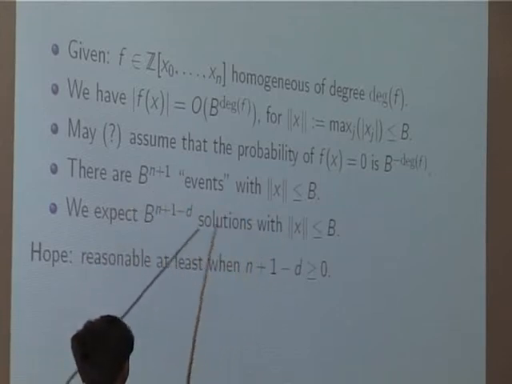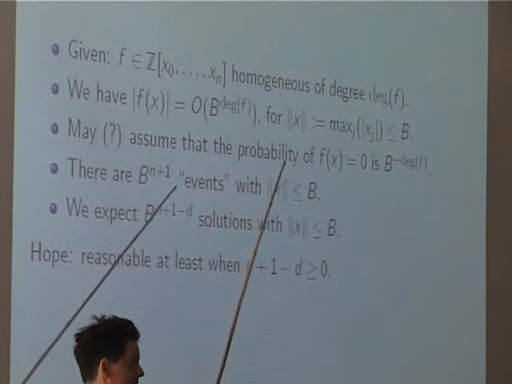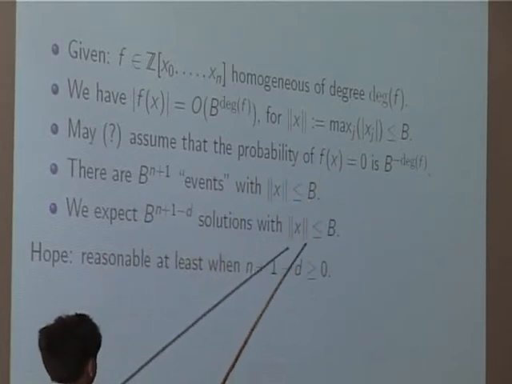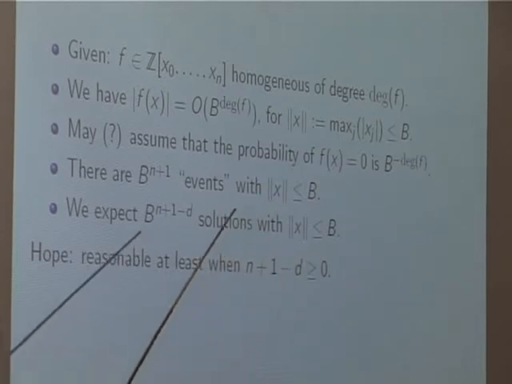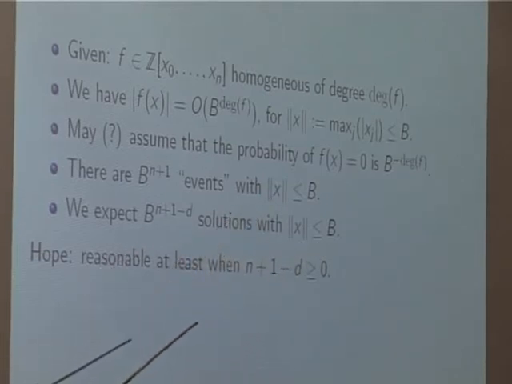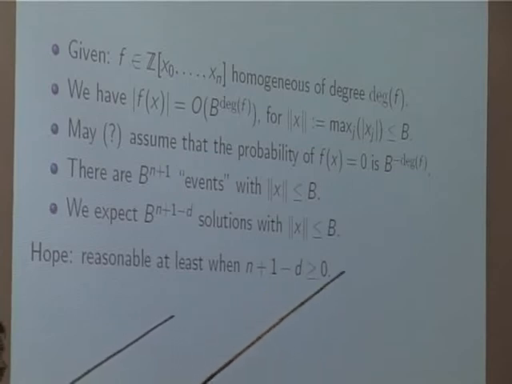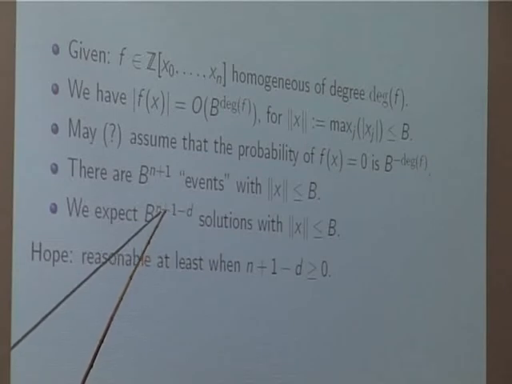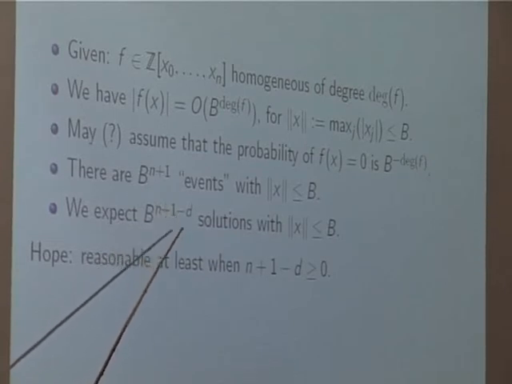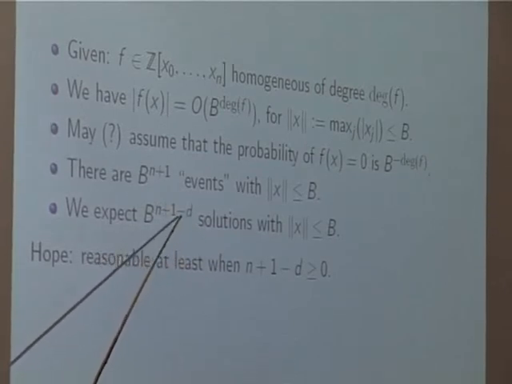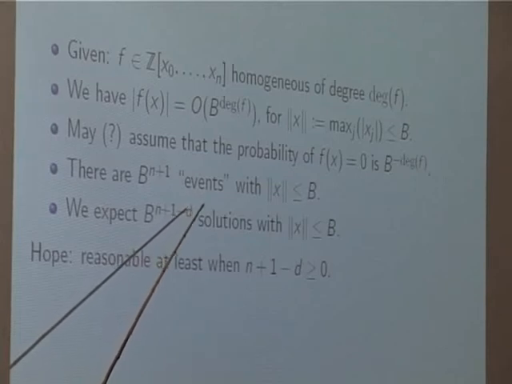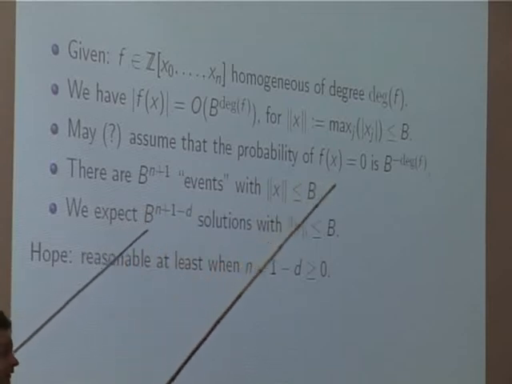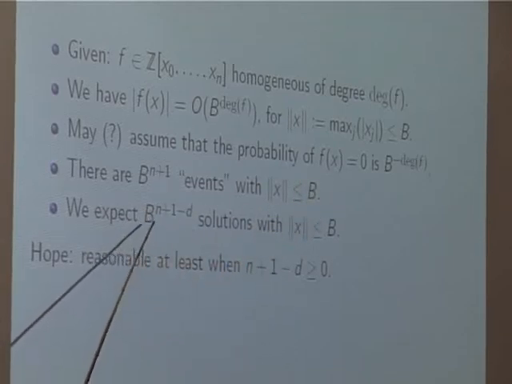And the number of events times the probability of one event should give us the number of solutions with bounded size. And we immediately see a certain neutrality. Three cases naturally occur. If n plus 1 minus d is positive, then as b grows, our expectation is growing. So we are expecting more and more solutions.